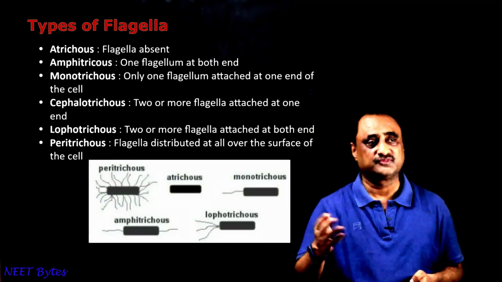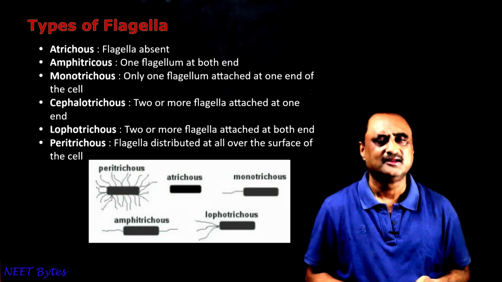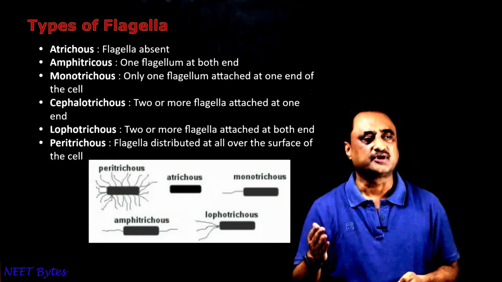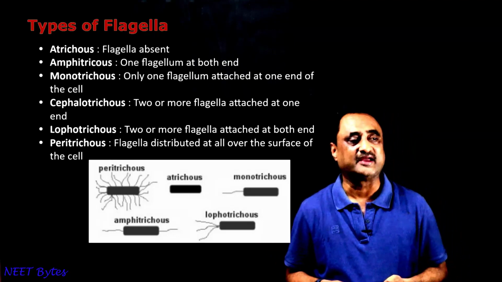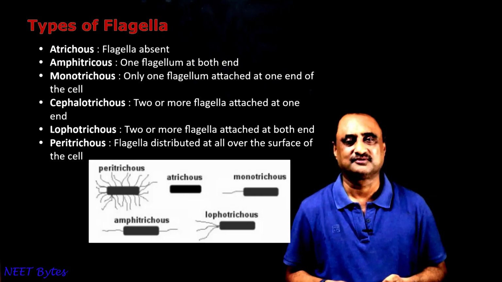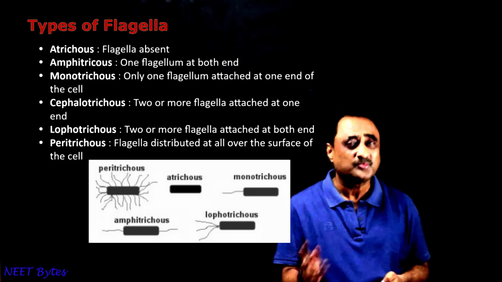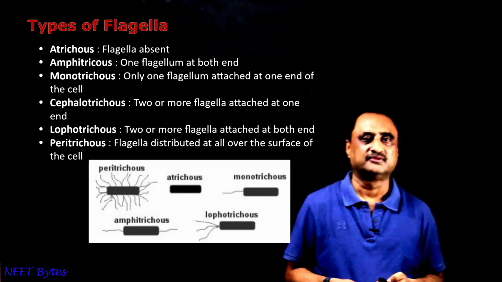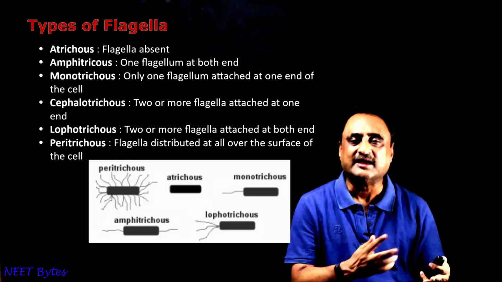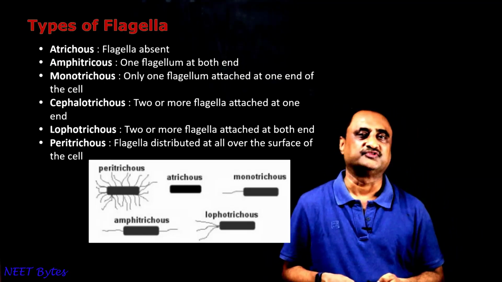Have a look at this diagram. So this diagram will give you a very clear idea of what is peritrichous, what is atrichous, what is amphitrichous, and what is lophotrichous, right? In NEET, sometimes questions are asked on the different types of flagella based on their respective positions.